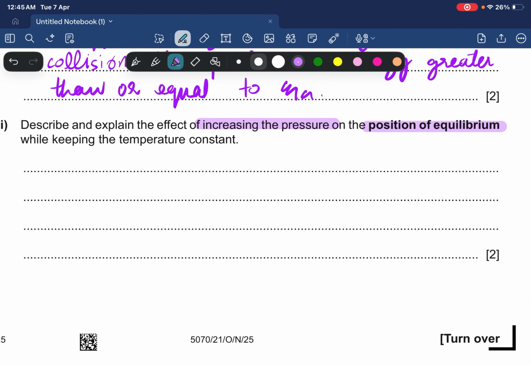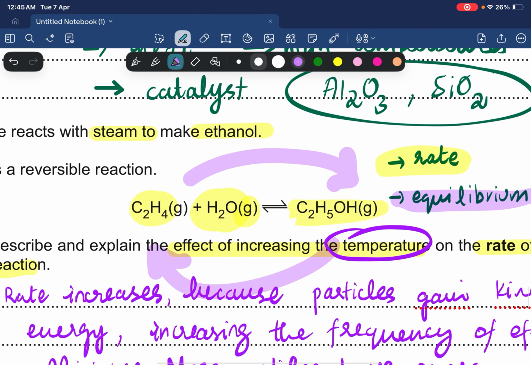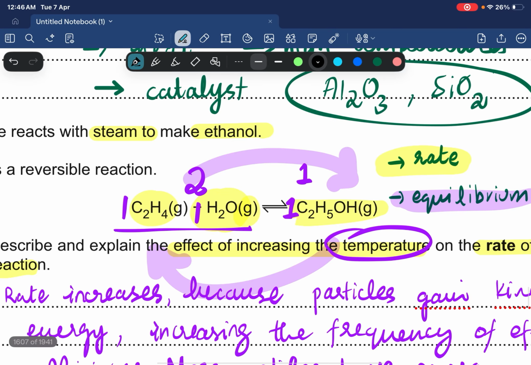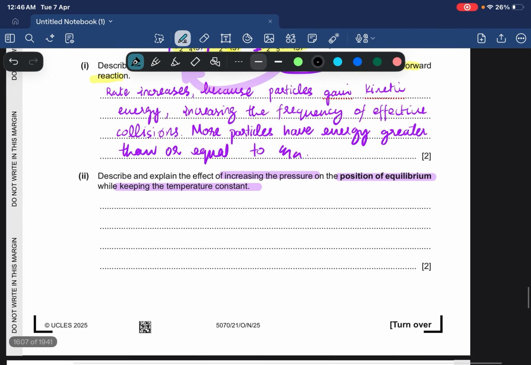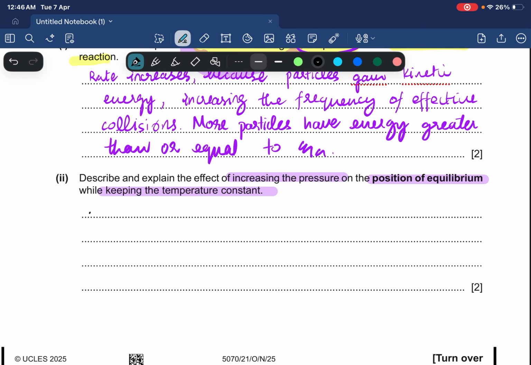Now, we're concerned about equilibrium while keeping the temperature constant. So position of equilibrium by increasing the pressure. There are 2 moles of gases over here, 1 mole and 1 mole. In total, 2 moles here and 1 mole here. Whenever we increase the pressure, the equilibrium moves towards the side that has less number of moles of gases. So to describe and explain the effect, equilibrium moves towards the forward side because it has less number of moles.